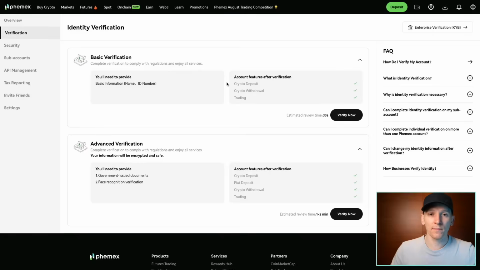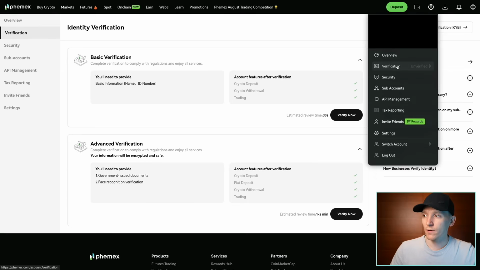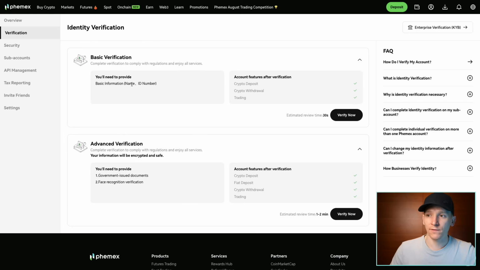Once you've opened your account, you may want to go through with ID verification. So top right hand corner, this icon, then go down to verification here. Basic means your name and an ID number. You can deposit and withdraw crypto and you can trade. If you want to deal with fiat currency, so deposit cash, then you have to do advanced verification, which is showing them your ID document and doing facial recognition. So either on the Phemex app on your phone or if you've got a webcam on your computer, you need to match the ID that you're giving and then you can deposit fiat. Just make sure that you know all of the rules around that and the limits and everything else.